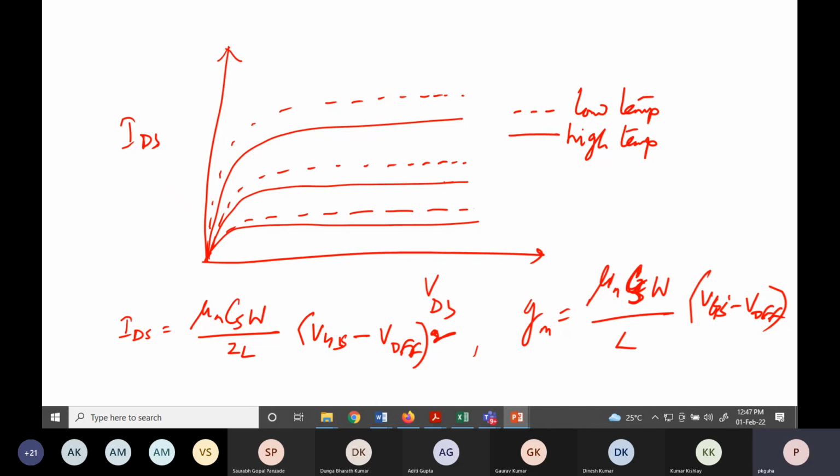I think that's all I would like to discuss as far as the HEMT is concerned. I have uploaded the note already yesterday, so you can go through the note. Now in the next class we will discuss HBT, that is heterojunction bipolar transistor.